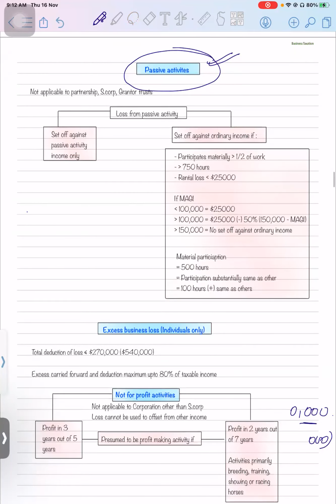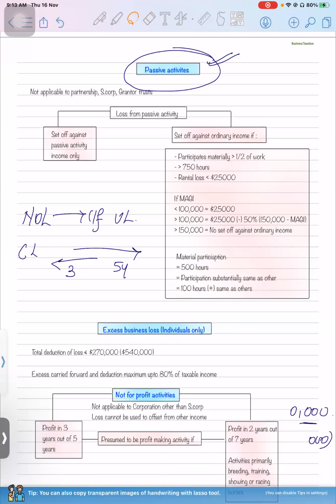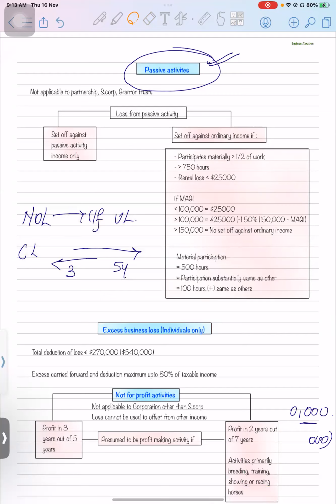Carry forward rule is there. See, in case of a net operating loss, it can get carried forward to an unlimited number of years. But if it's a capital loss, there is a carry back rule of 3 years, and a carry forward of 5 years. Okay, so this we will see again when we do the property chapter. There is a carry back, carry forward rule in capital losses.